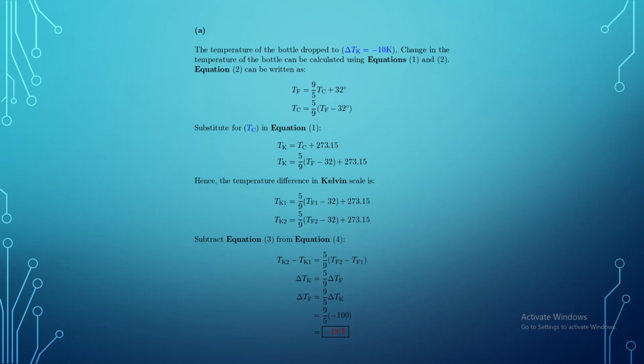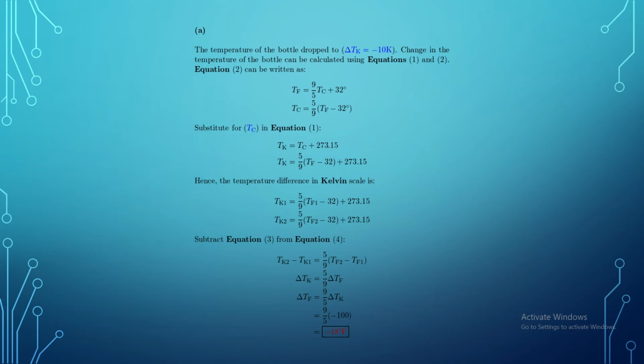The temperature of the bottle dropped by ΔT Kelvin equals negative 10 Kelvin. The change in temperature of the bottle can be calculated using equations 1 and 2. Equation 2 can be written as Fahrenheit is equal to 9/5 times Celsius plus 32, and Celsius is equal to 5/9 times (Fahrenheit minus 32). Substitute Celsius in the equation.